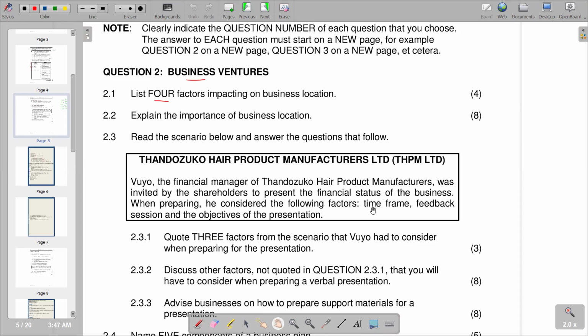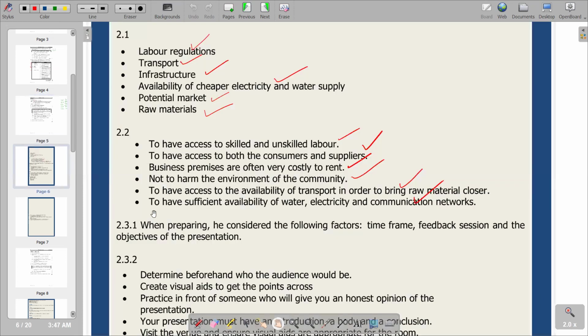We have got time frame, feedback session, and also we've got the objectives of the presentation. So those are the factors that we have. So we can just go to the other section and try to see what we have. We have, when we consider the following factors: time frame, feedback session, and the objectives of the presentation. Those are exactly the factors that we have.